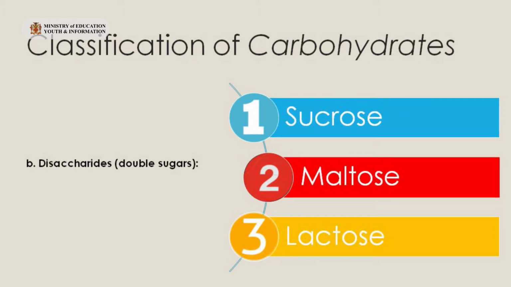Let us look at disaccharides. Disaccharides are known as double sugars. There are 3 types of disaccharides. 1. Sucrose, an example of sucrose is cane sugar. This is glucose plus fructose. 2. Maltose, example, barley. Here we have 2 units of glucose. 3. Lactose. This comes from milk of mammals, and here we have glucose plus galactose.